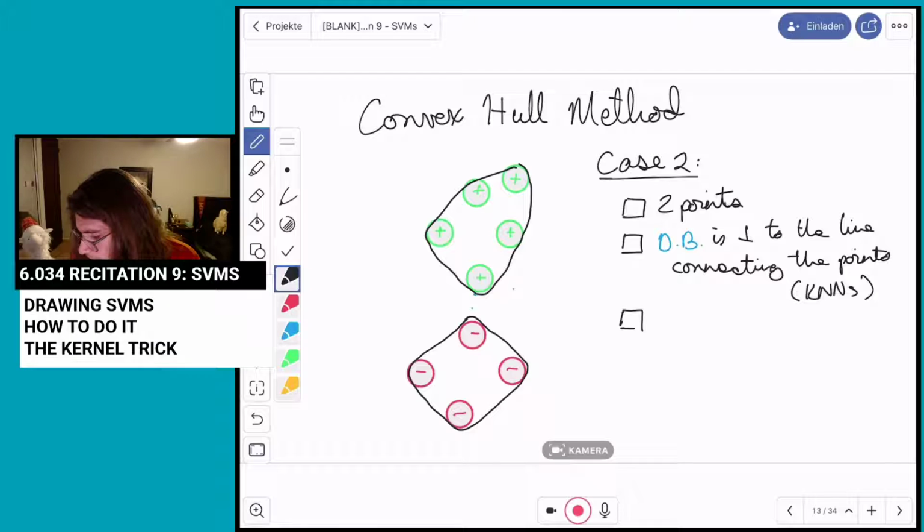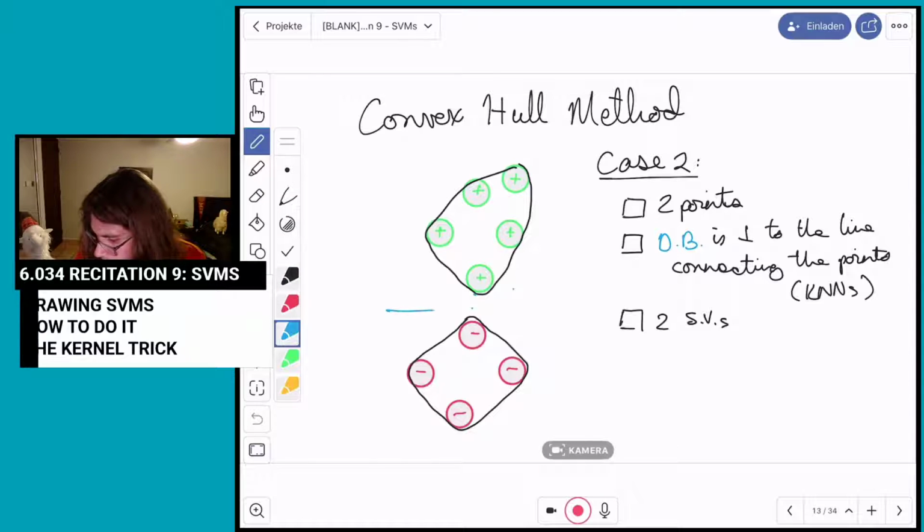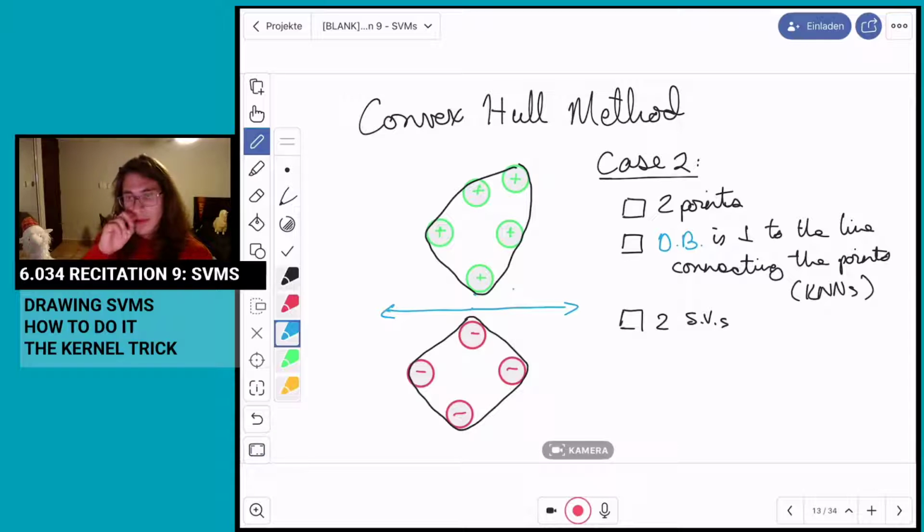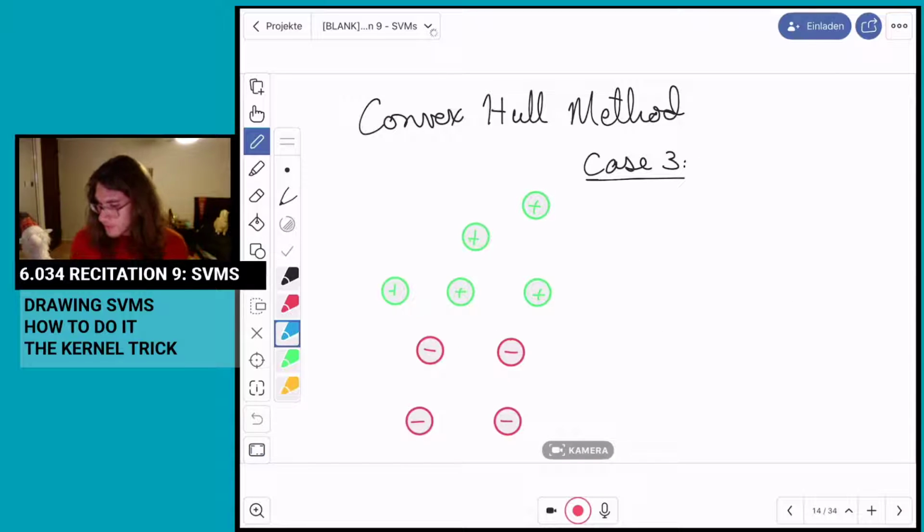And then finally here we have 2 support vectors. Just to top it off, the decision boundary, and we're golden. Last case. So this is actually, and unfortunately, once more a degenerate case.